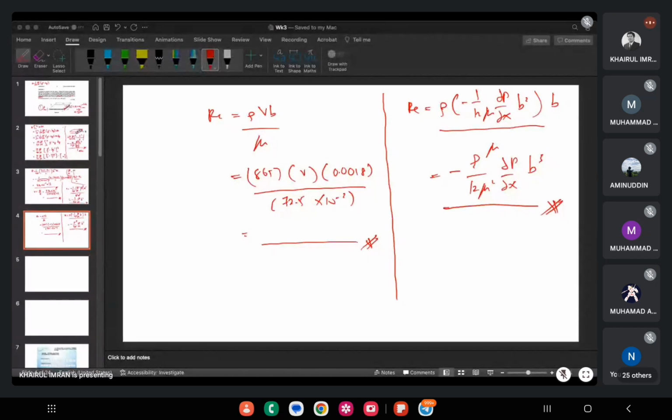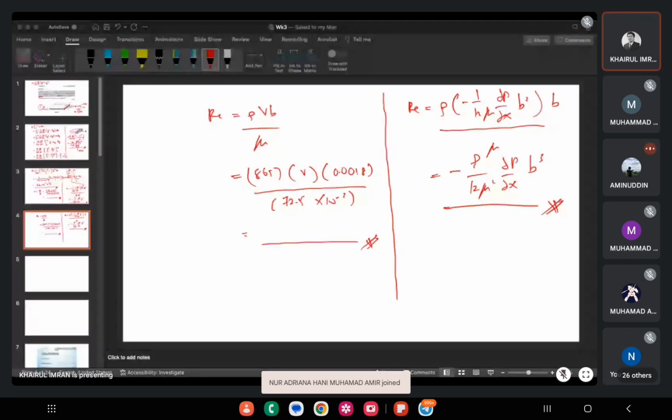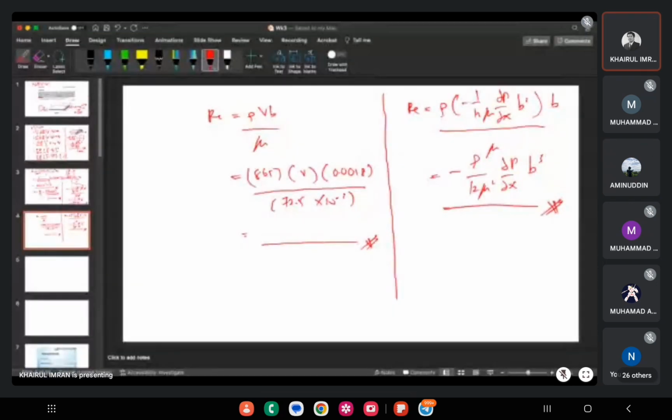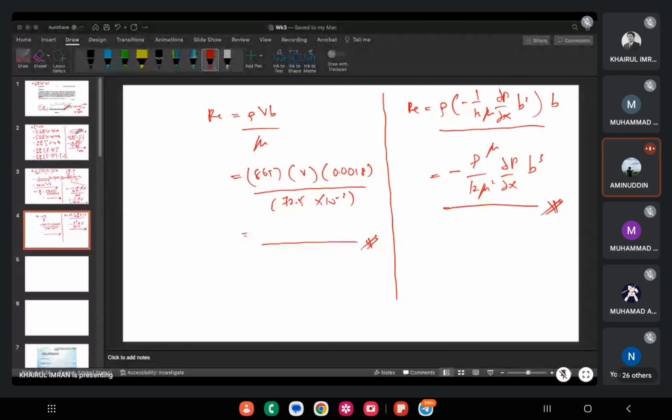Saya ada PowerPoint tu juga. Boleh tak saya ulang balik pasal yang untuk expression Reynolds number ni, tak faham tak? Apa yang awak tak faham? Yang expression ni kena guna time bila? Expression ni, if they ask for equation.